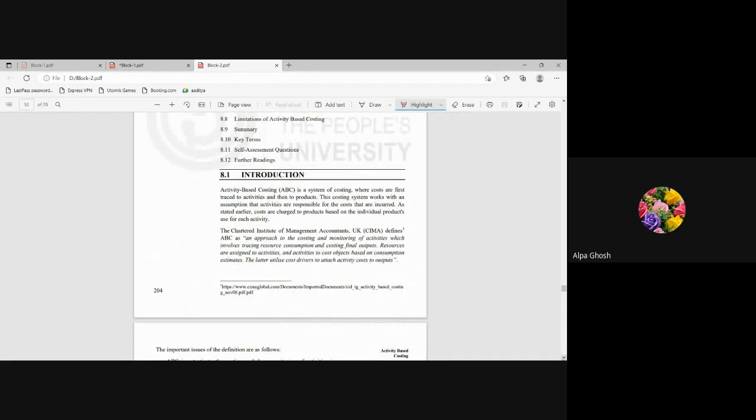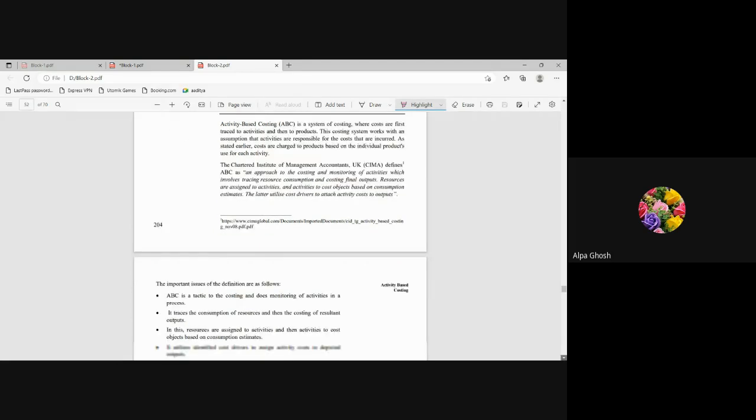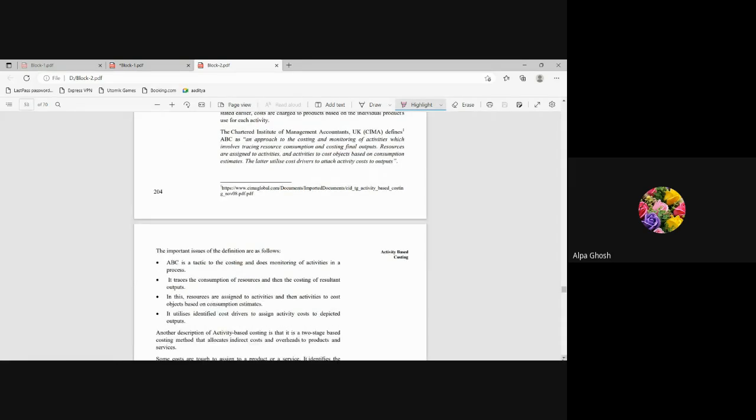Activity-based costing is a system of costing where costs are first traced to activities and then to products. That is, which type of activity the cost is associated with, and then it is transferred to the product that activity is related to. This costing system works with an assumption that activities are responsible for the costs that are incurred, and we need to identify them as per their origin.